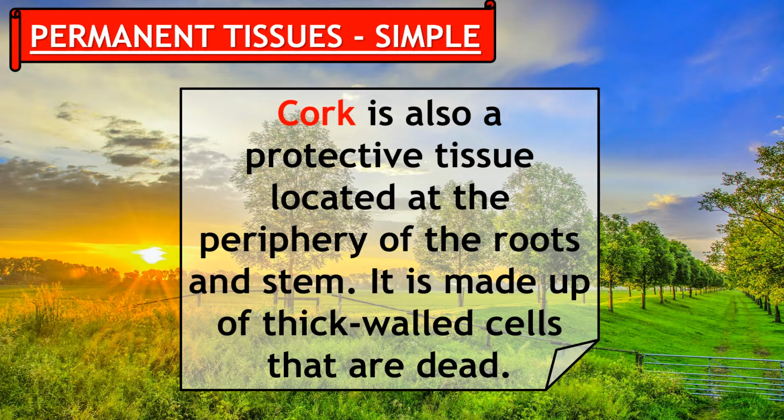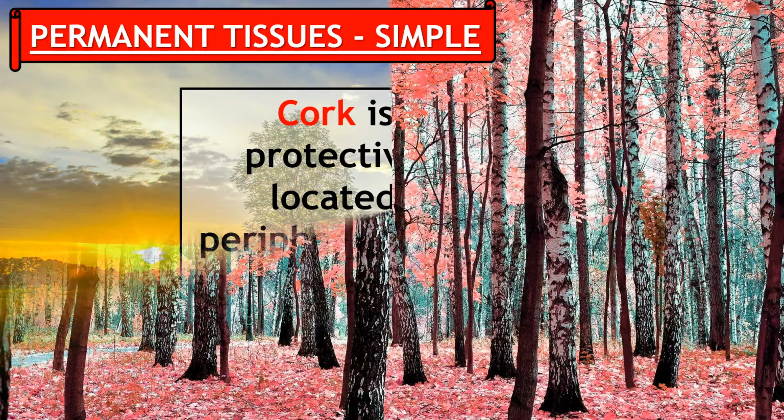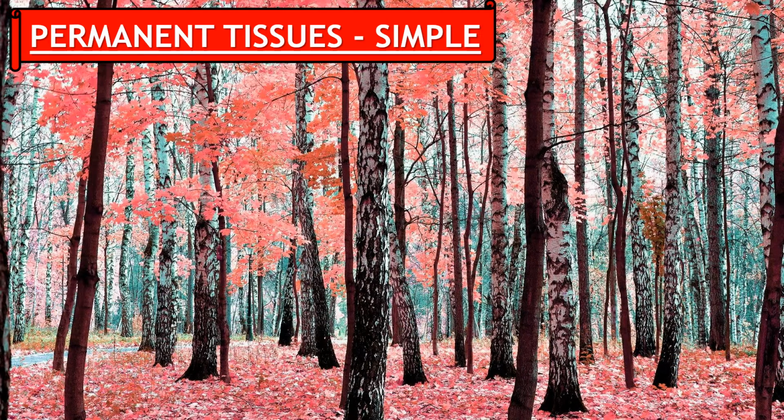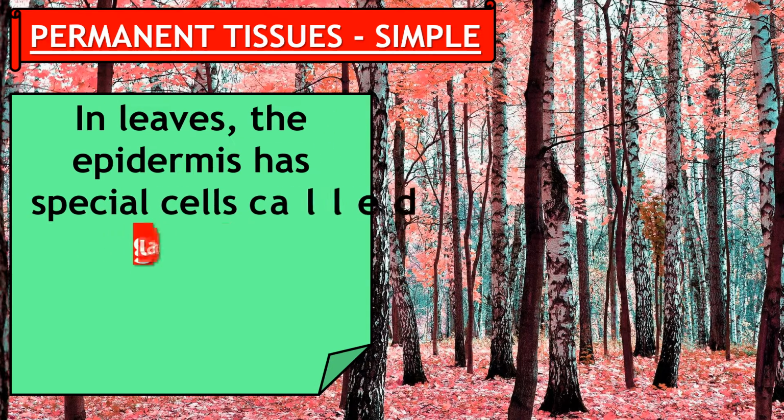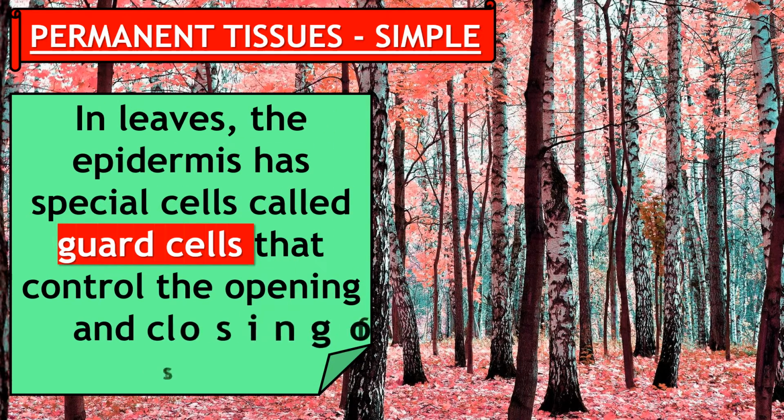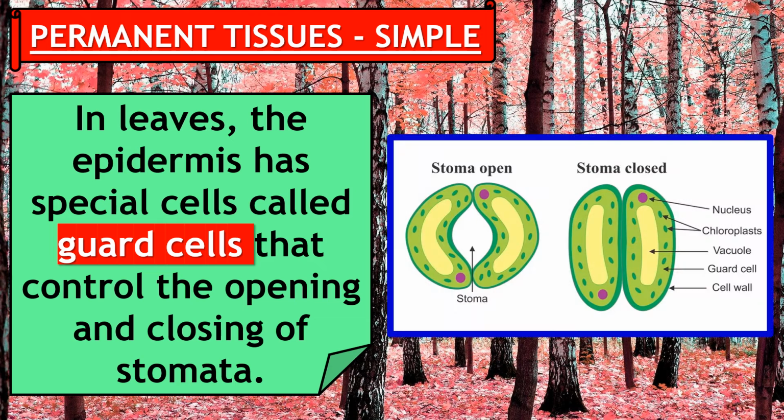Cork is also a protective tissue located at the periphery of the roots and stem. It is made up of thick walled cells that are dead. In leaves, the epidermis has special cells called guard cells that control the opening and closing of stomata.